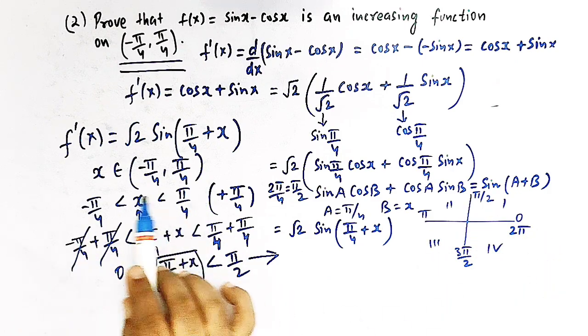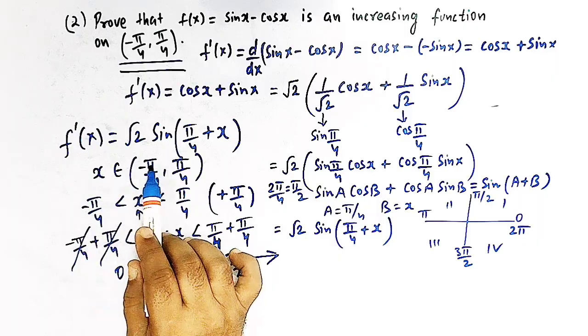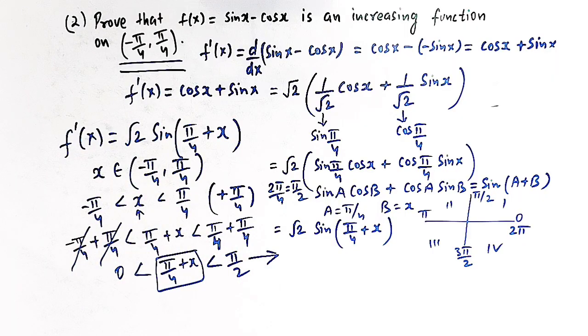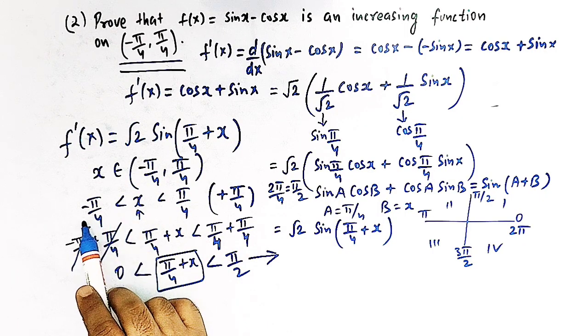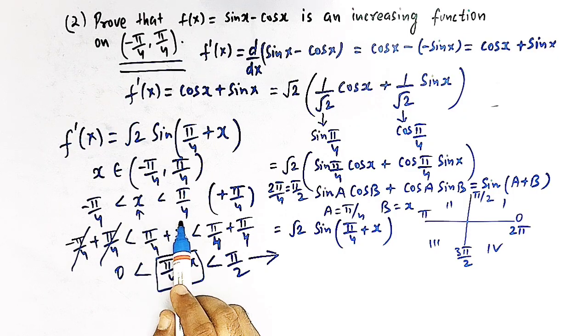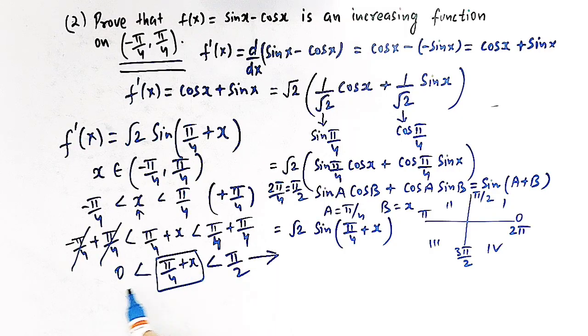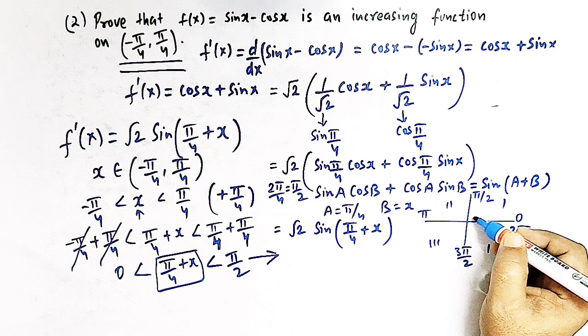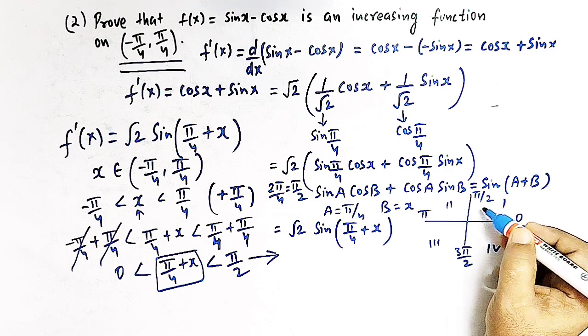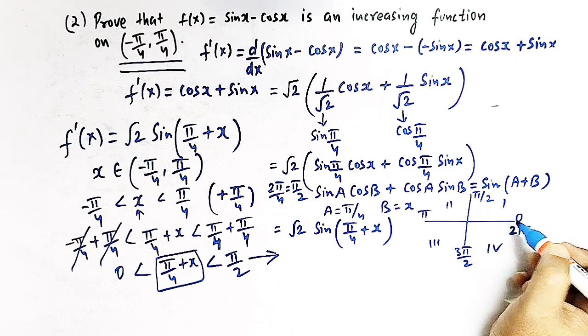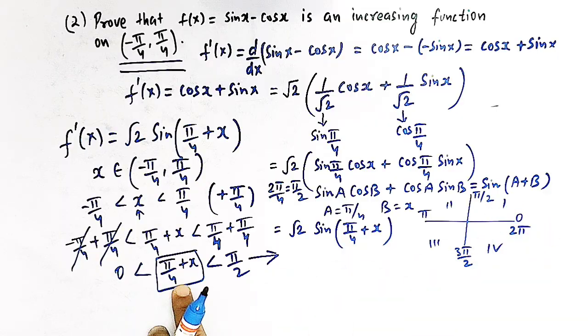So what we have done here: x belonging to this interval minus pi by 4 to pi by 4, x is greater than minus pi by 4, less than pi by 4. Adding pi by 4 throughout, we have pi by 4 plus x greater than 0, less than pi by 2. So here this angle pi by 4 plus x lies between 0 and pi by 2.